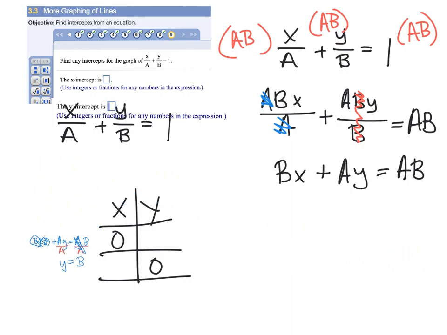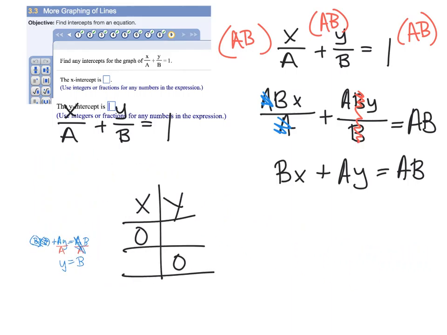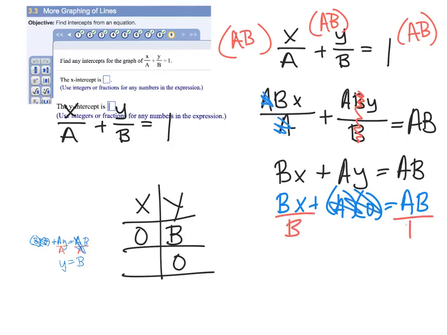So I'm going to put the scratch work way over here. So when x is 0, y is b. All right. And then we're going to say now it's y's turn to be 0. So you've got bx plus, and then a times 0 is equal to ab. That goes away. And so now we can divide both sides by b. And we end up with, these b's cancel out, so you get x is equal to a.